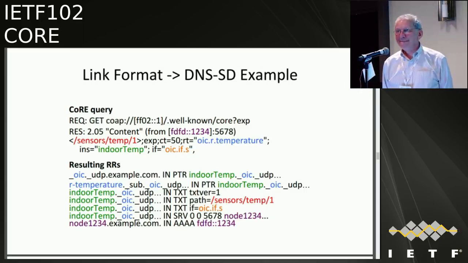As this example is proposed right now, the underscore OIC is the service type that would have to be registered with IANA. The R-temperature is one of a nearly infinite list of subtypes of that. So once you've registered OIC with IANA, you're then free to create whatever collection of subtypes you want. And indeed, there isn't the same length limit on the subtypes.